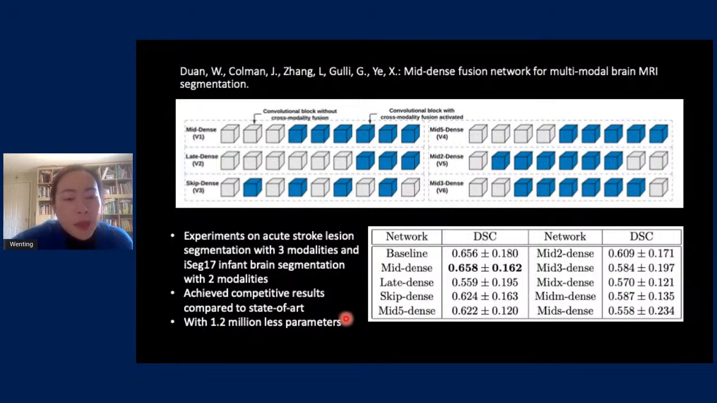This achieved competitive results compared to the state of the art. We not only achieved a slight improvement over the HyperDenseNet, but we have managed to reduce 1.2 million parameters associated with the original network. So the results in this table show the proposed network yields better segmentation results with fewer parameters.